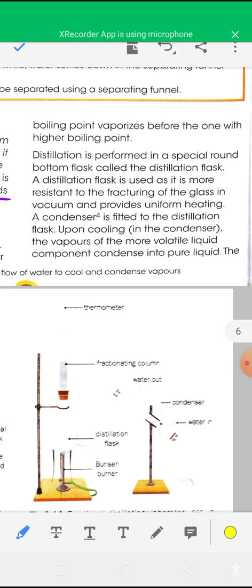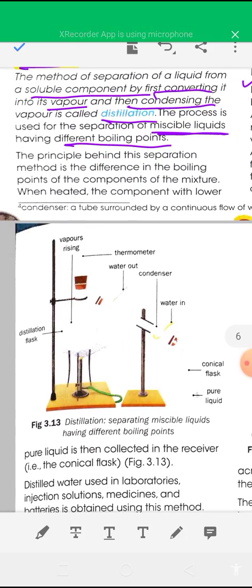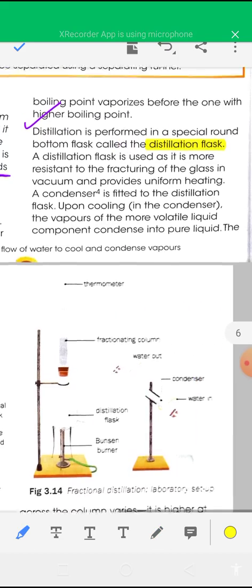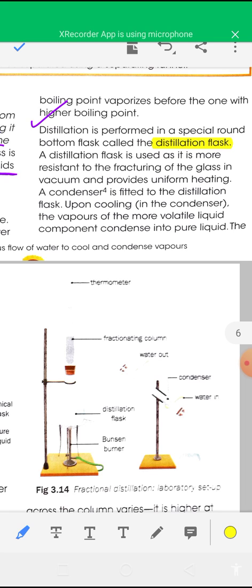Distillation is carried out in a special round bottom flask which is called a distillation flask. Here it is given, this picture. The distillation flask is used as it is more resistant to fracturing of the glass in vacuum and provides uniform heating. This is why the distillation flask is used in distillation. Here the answer is given.